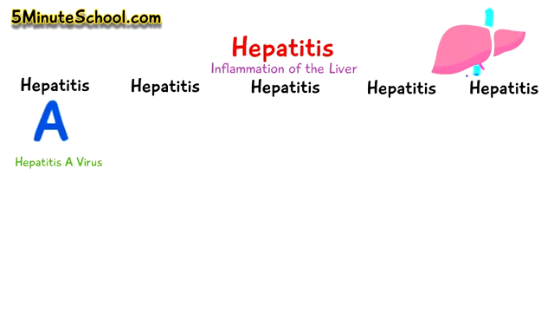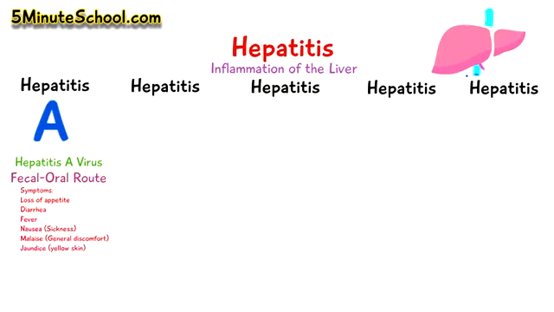It's caused by the hepatitis A virus, and it's able to spread via fecal contamination of objects like food or clothing. The route of this transmission is the fecal-oral route, and the symptoms associated with hepatitis A are loss of appetite, diarrhea, fever, nausea, malaise, and jaundice. The recovery time for hepatitis type A is around 6 weeks, and it doesn't cause permanent damage to the liver.